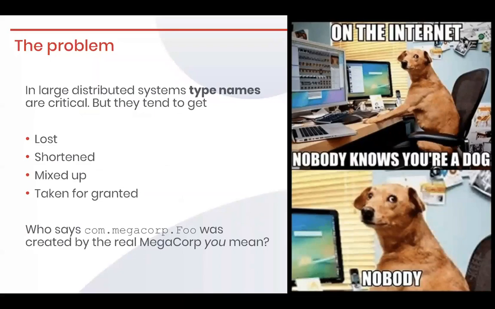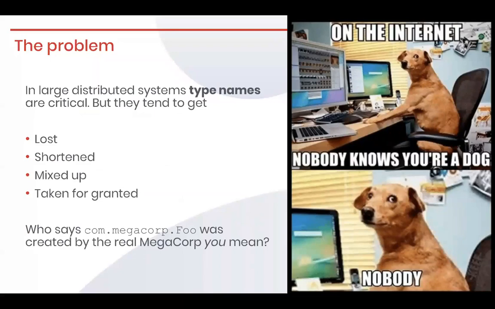So names matter. But the problem is that as programmers, we're pretty sloppy about it. Names tend to get lost. They often get shortened. They get mixed up with each other. People take them for granted, right? They just assume if a bit of data says that it's a thing, then it must actually have been that thing. And in Java, this sort of problem is also prevalent.